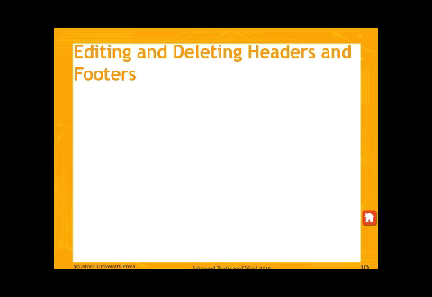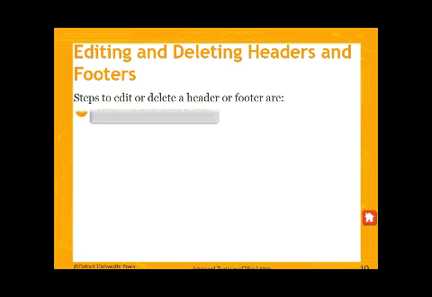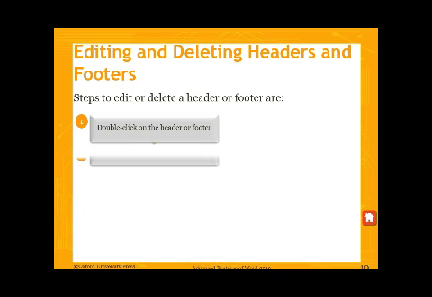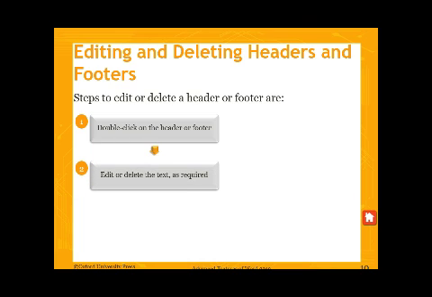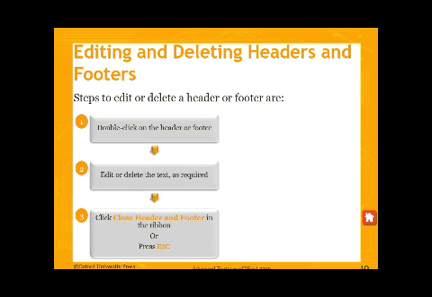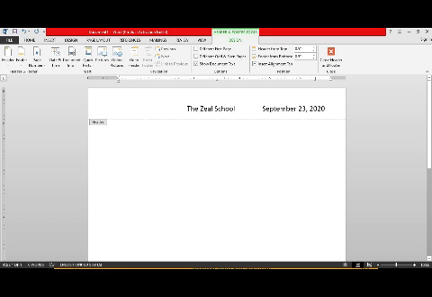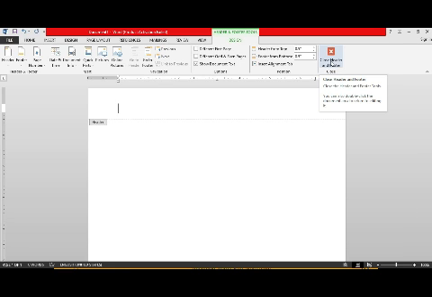Now let's see about editing and deleting headers and footers. Steps to edit or delete a header or footer are: double click on the header or footer, edit or delete the text as required, click close header and footer in the ribbon or press escape key. Now let's practice. Students, follow these steps to edit or delete a header or footer. Double click on the header or footer, edit or delete the text as required. Click close header and footer in the ribbon or press escape key.